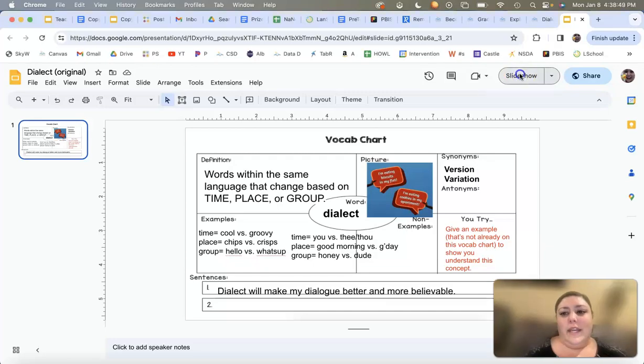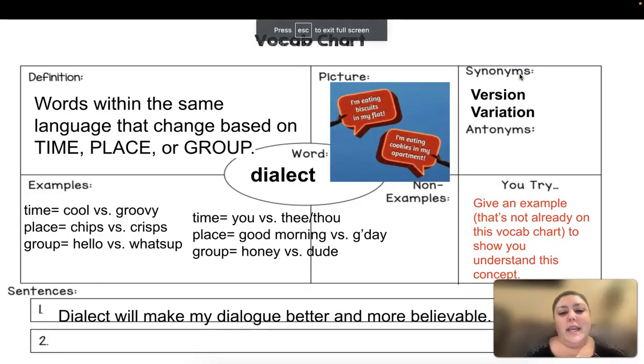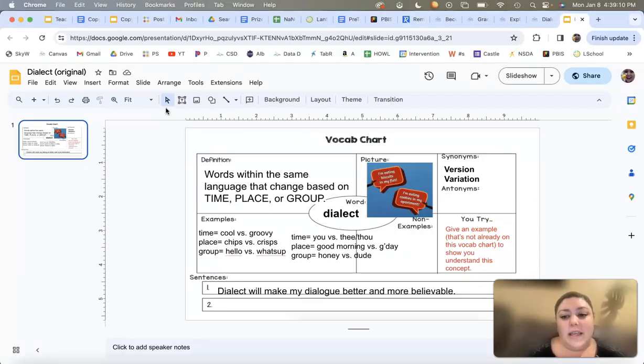The word of the day is dialect. Dialect is a really great trick to make dialogue, which is just when characters are talking. Dialect can make the dialogue that you write better and more believable. Dialect is words within the same language that change based on time or place or group.